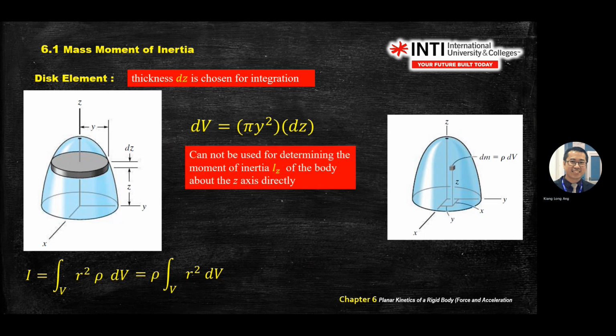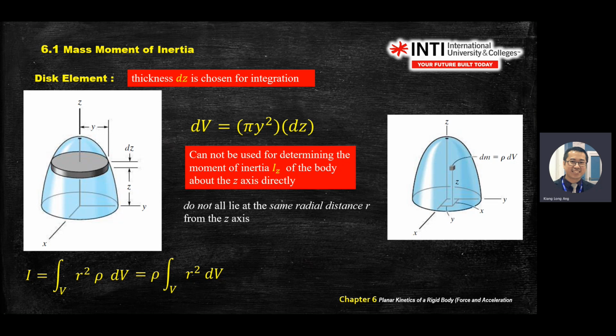Okay, so again, just a highlight. This equation you cannot use to find the moment of inertia of the body about the z-axis directly. Just a reminder, because the elements do not lie at the same radius distance r from the z-axis. So here the r was not the same. The y is not the same.